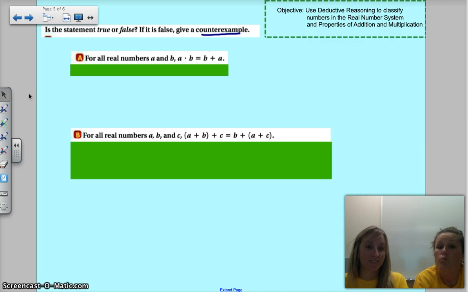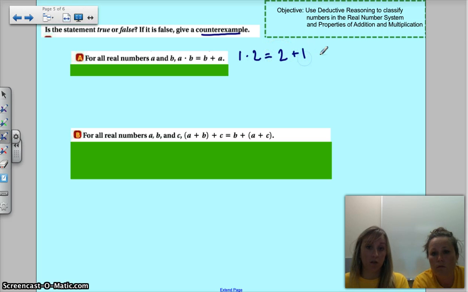All right. So for all real numbers a and b, a times b is equal to b plus a. Well, first off, guys, if you struggle with all these letters right here, then plug in real examples. So you can say 1 times 2 equals 2 plus 1. Well, that example is not true. So 2 does not equal 3.